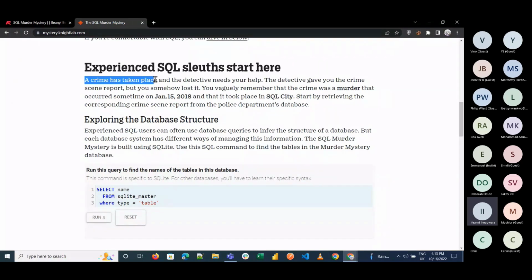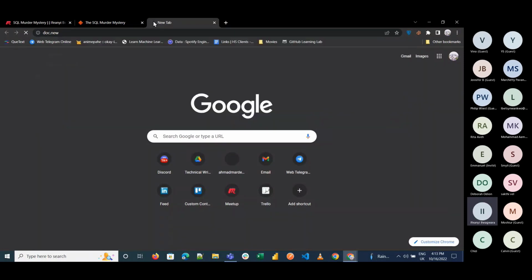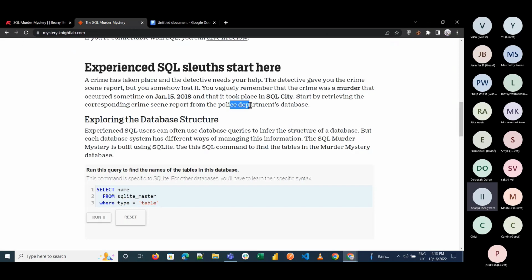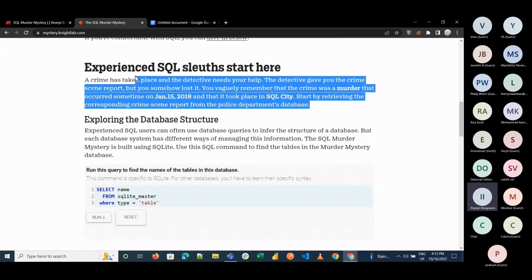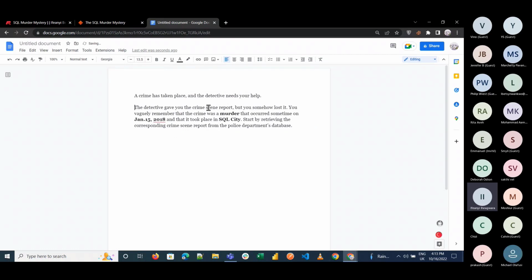Let me open a new doc, doc.new, and we'll be solving it right in this document. So far, this is the clue that we have at the moment. What the clue is telling us is that a crime has taken place, and they need our help. We know the data gave us a crime scene report, but we have lost the crime scene report, so we can't find out who did it. We have to go and solve the case ourselves.